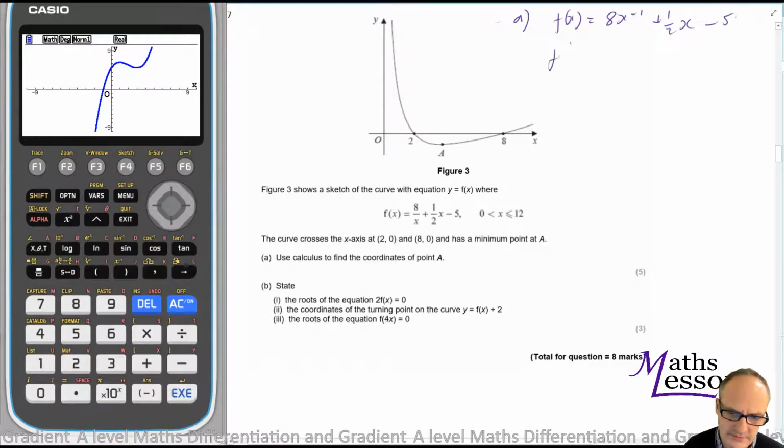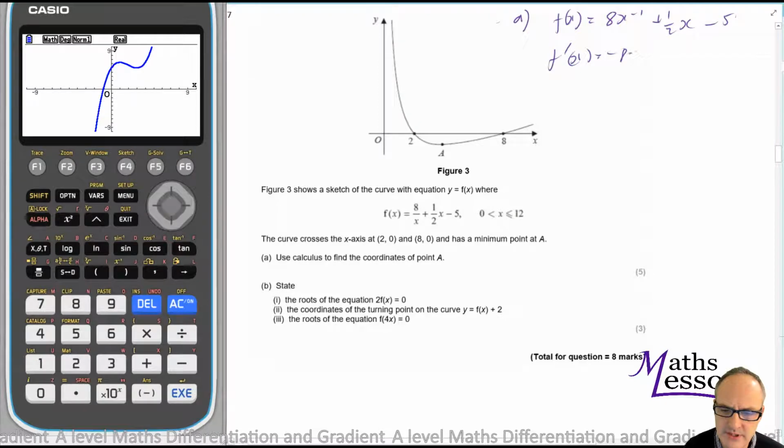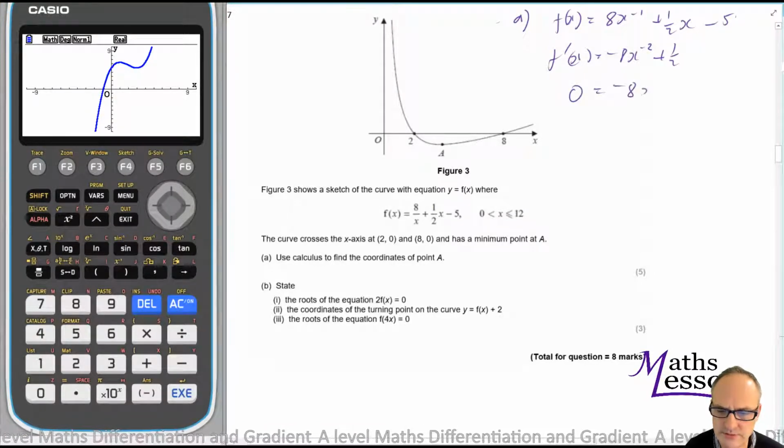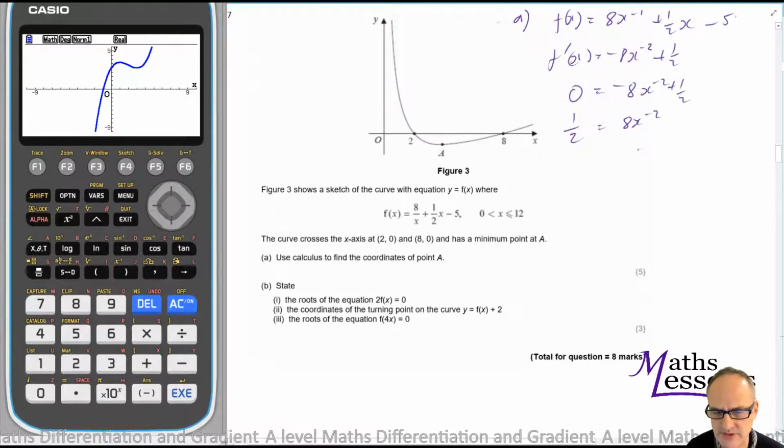And therefore f dashed of x will equal minus 8x to the minus 2, times by the power, take 1 off the power, plus a half. Oops, I started writing an x there, didn't need any of that. Now, I want to find the turning point, so that's going to be equal to naught. Take the half the other side and change the sign of everything, so we get a half equals 8x to the minus 2, so that's 8 over x squared.